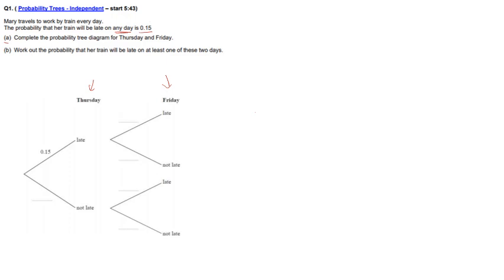So we can see it's already been filled in there, late. I know on Friday it's going to be the same probability, and so I'm going to fill that out on both trees. But how do I know what's going to go in these missing branches? Remember, each pair of branches have got to add up to 1, or if she's late on one day, the probability of it being not late will be 1 minus that number, which gives me 0.85, so I can fill that in for the rest of the tree. So that's part A done.